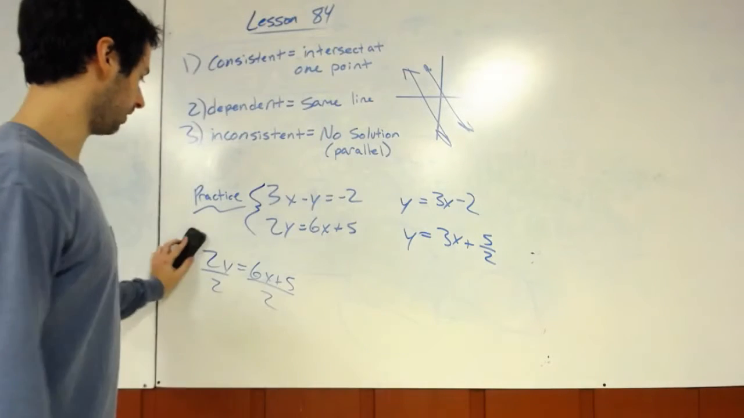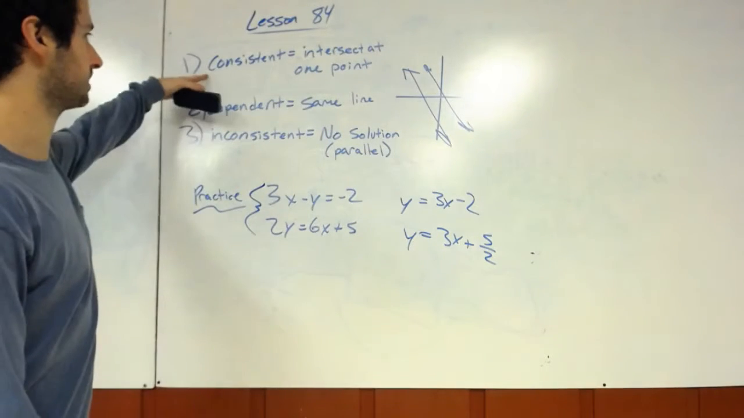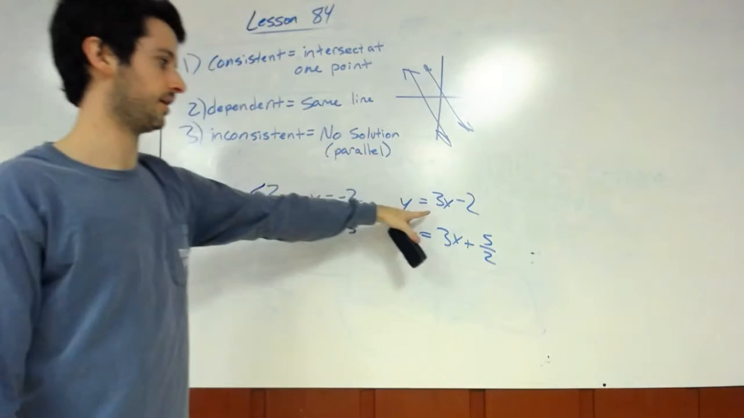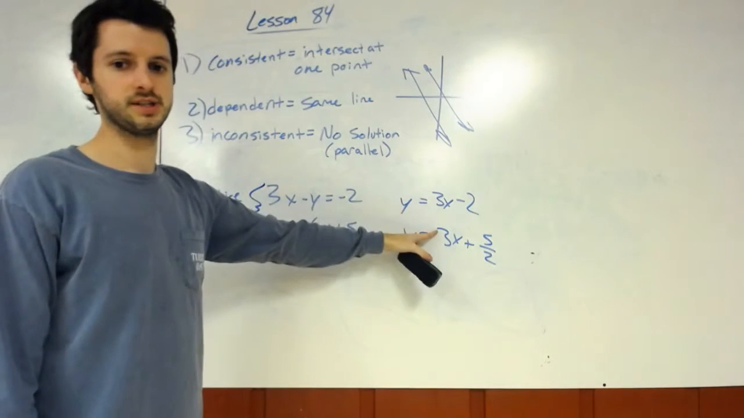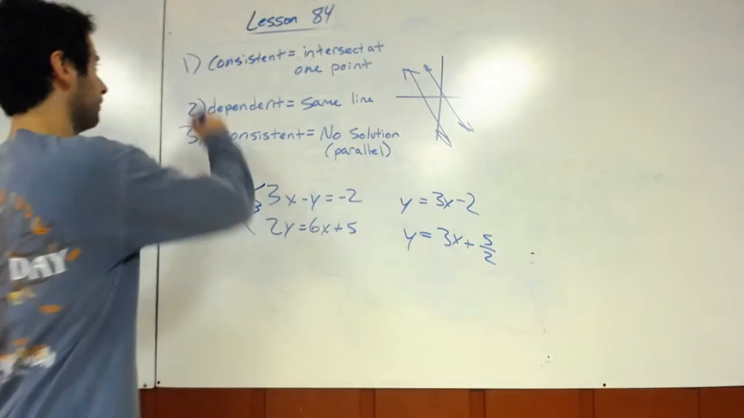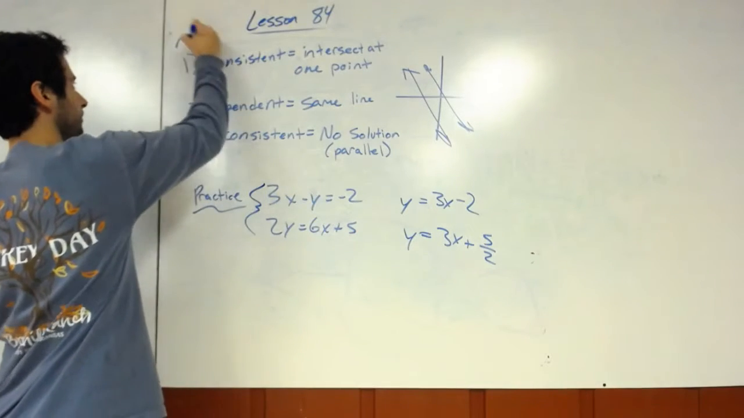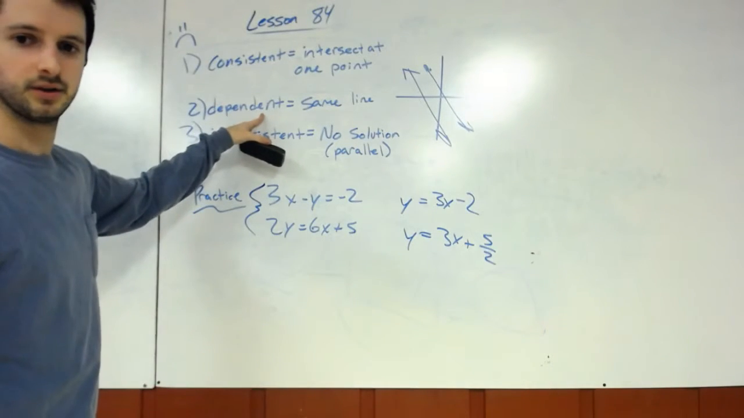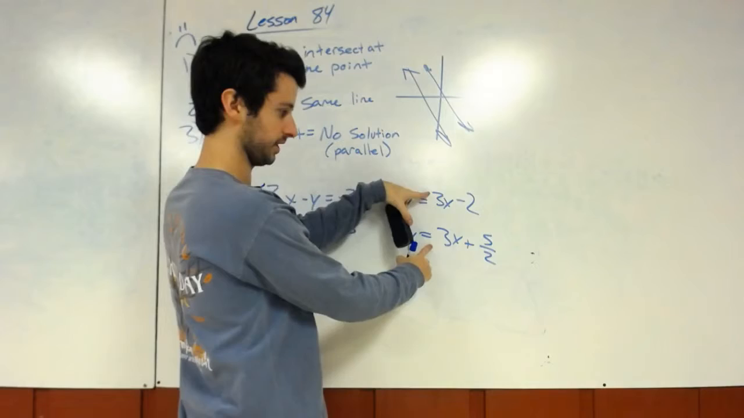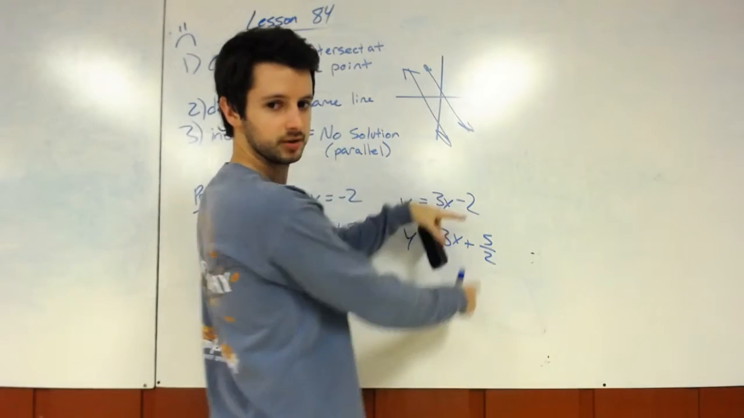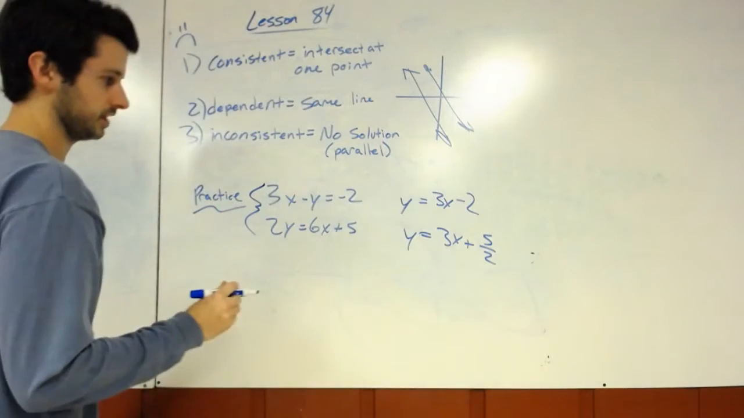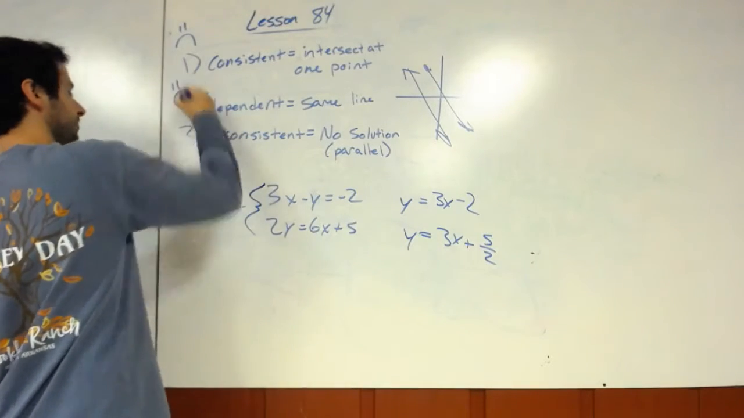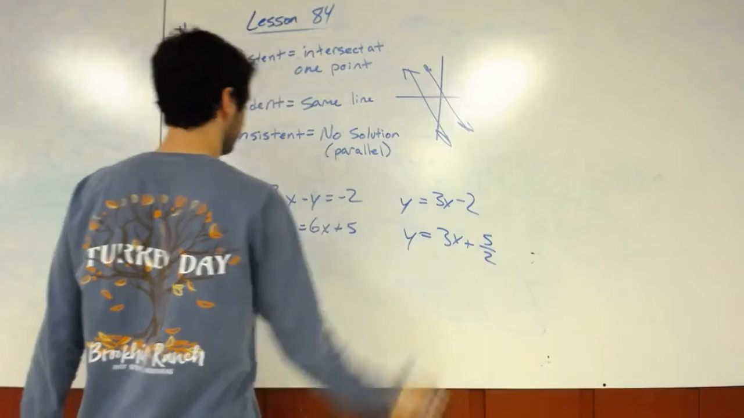Now, are these consistent? Do they intersect at one point? The way you would know that, they would have to have different slopes. Well, these actually have the same slope. So therefore, it cannot be that one. Can it be dependent, meaning it's the same line? Well, they have the same slope, but they do not have the same y-intercept. So it cannot be dependent. It's got to have the same slope and y-intercept.